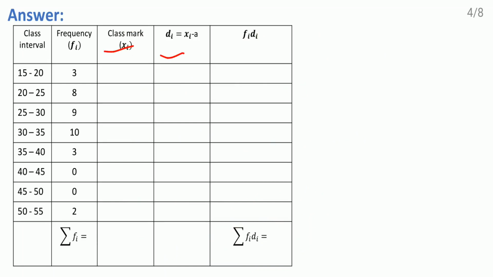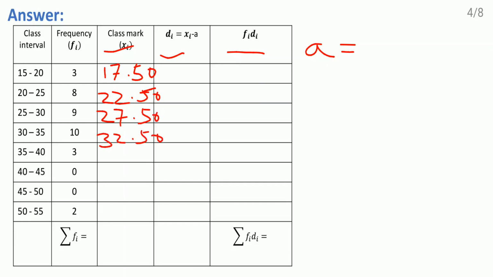Di means xi minus a. A means what? Assumed mean, right? That we will find out. And then finally fi di. First, we will find out the class mark. 15 to 20. The middle value is what? Or otherwise, you can use the formula for class mark: upper limit plus lower limit divided by 2. Okay. If we do so, 15 plus 20 by 2, our answer will come as 17.50. Now 20 to 25, it is 22.50. Now here 27.50.